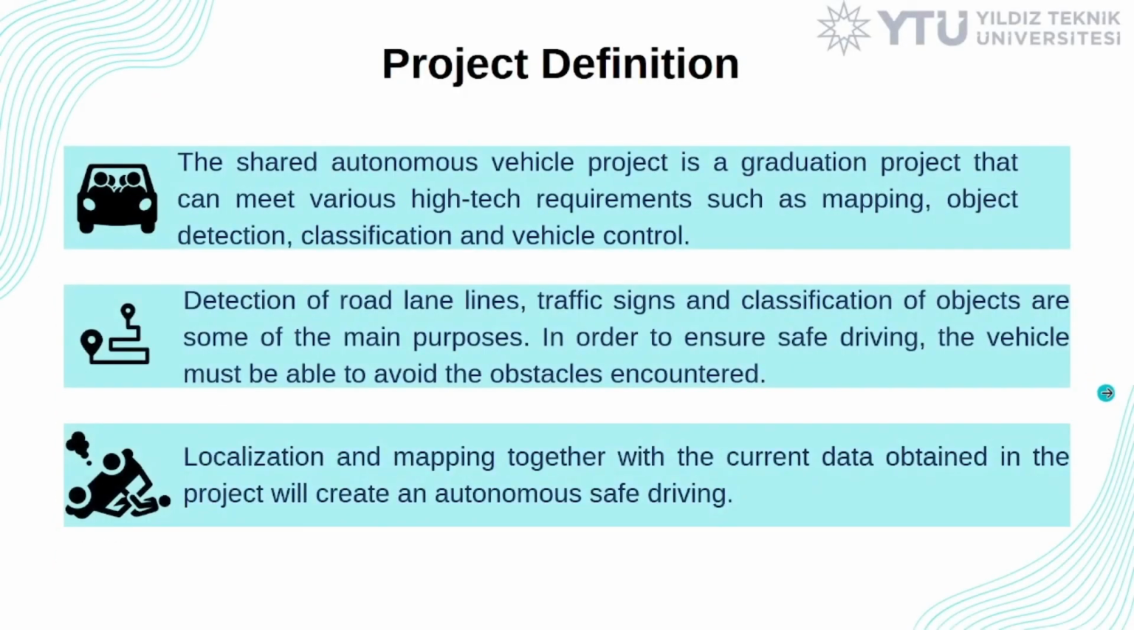Project definition. The Shared Autonomous Vehicle Project is a graduation project that can meet high-tech requirements such as mapping, object detection, classification, and vehicle control. Detection of the road lines, traffic signs, and classification of objects are main purposes of this project. Also, localization and mapping together with the current data will create autonomous and safe driving.